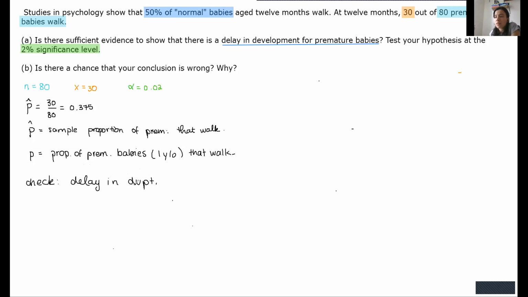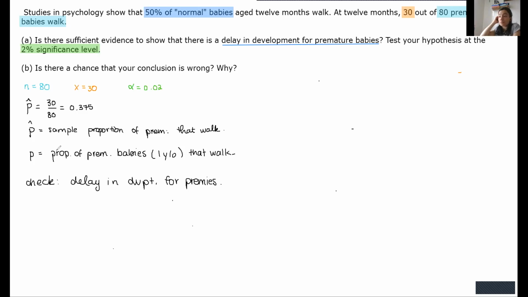So if I'm trying to determine that there's a delay in development for premature babies, it means that I'm saying that some number is different than some number. Now, I know that 50% of normal babies walk after 12 months. If there is a delay in development for premature babies, what's going to happen with the proportion of babies that walk after 1 year old? What can you say about it if there is a delay? It's going to decrease. It's going to be smaller than 50%, right?